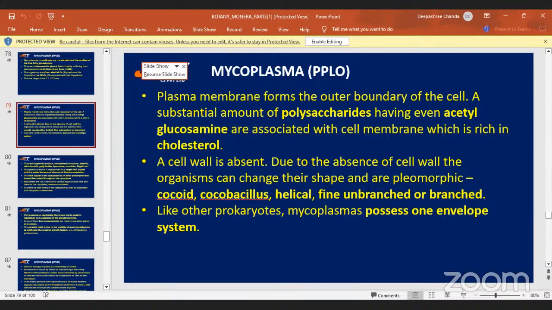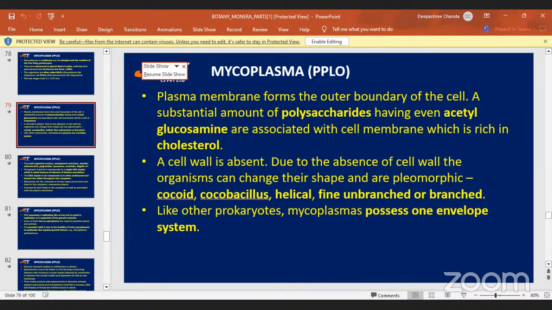Cell wall is totally absent, and due to the absence of the cell wall, they can change their shape and are pleomorphic. They can be coccoid, coccobacillus, helical, fine, branched, unbranched, and like any other prokaryotes, they possess one envelope system. They can change their shape because they have no cell wall. Remember, cell wall is a thicker structure than the cell membrane, and since the cell wall is absent and the cell membrane is present, they can change their shape to anything.